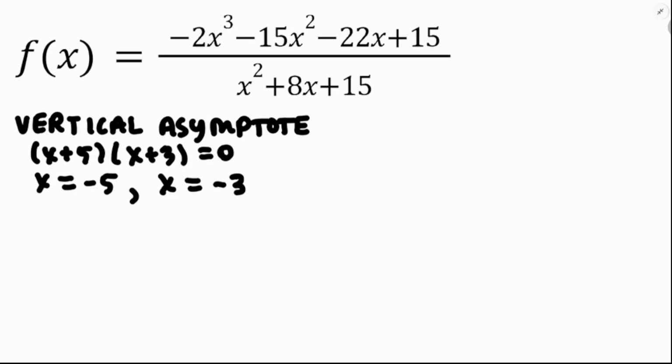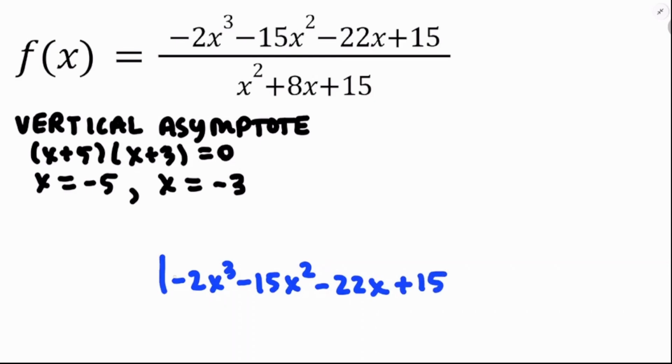Okay, but then to find the slanted asymptote, because I've got degree 3 on top and degree 2 on bottom, I'm going to do some polynomial long division here. So negative 2x cubed, negative 15x squared, negative 22x, and positive 15, and remembering that we would need to put in a 0 for any missing powers of x. I haven't seen that happen yet on this homework. I'm pretty sure it happened in the notes, though. Okay, and then I'm dividing by x squared plus 8x plus 15.